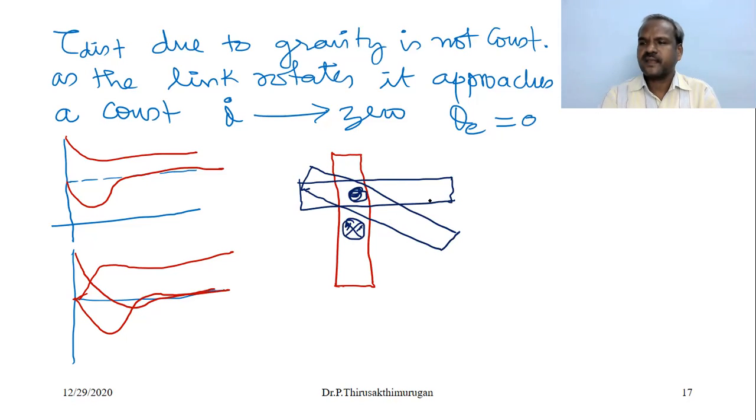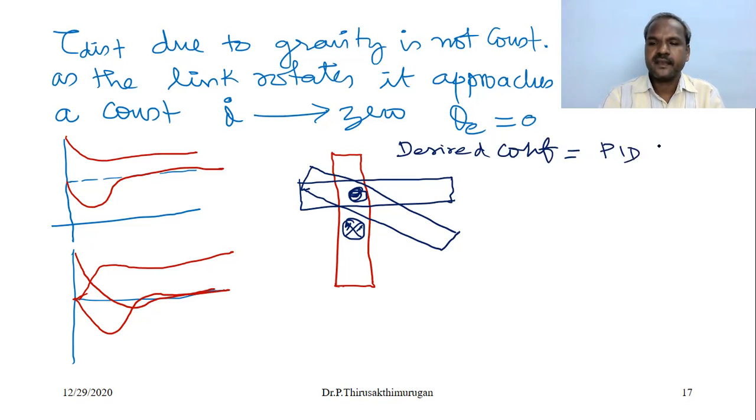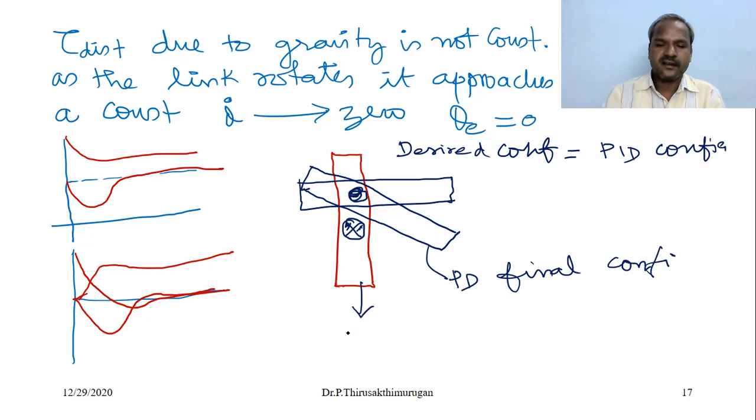So this is the desired configuration. Desired configuration equal to PID configuration. This is the PD final configuration. This is the initial configuration. Okay. So G acts here.